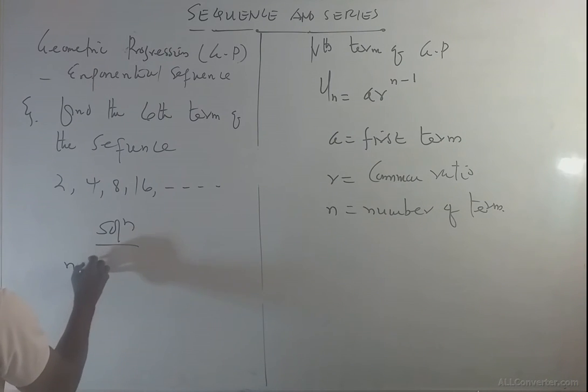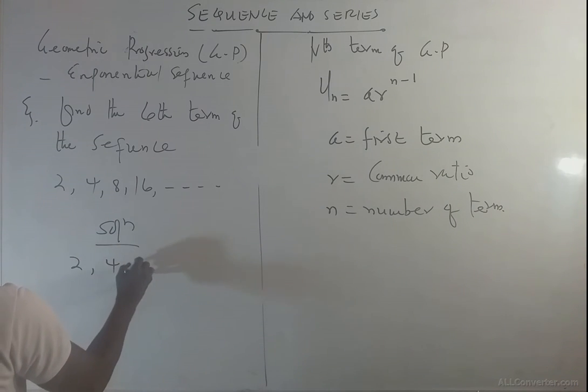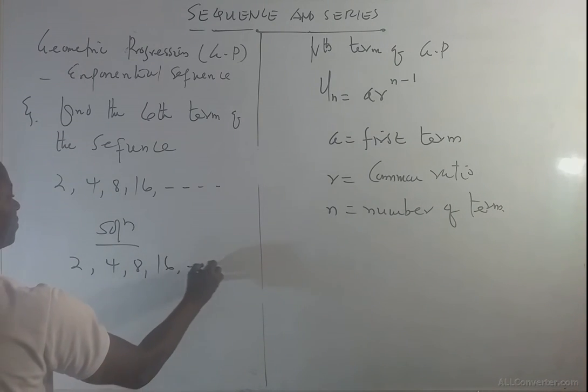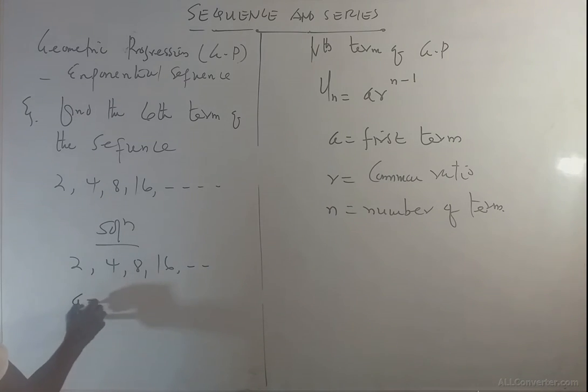So our n is equal to 6. Now let's write the sequence. The sequence is 2, 4, 8, 16. And now we know that the first term, you can see that the first term is 2.